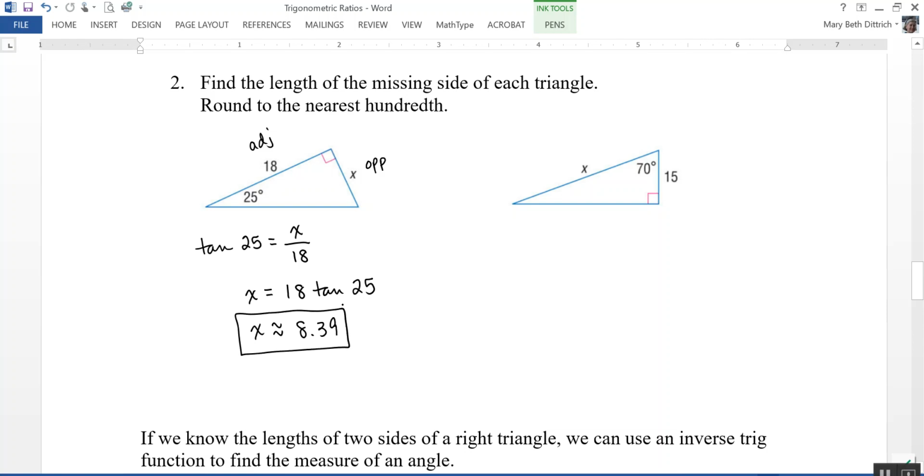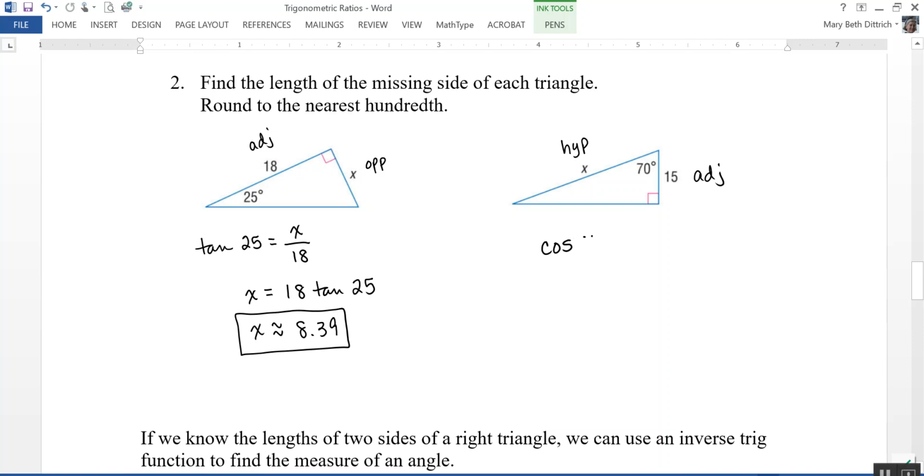Let's take a look at the second triangle. Here I have a 70-degree angle, and in relation to the whole triangle, x is my hypotenuse, and 15 is my adjacent. Looking back at SOHCAHTOA, I realized the trig function that uses hypotenuse and adjacent is cosine.